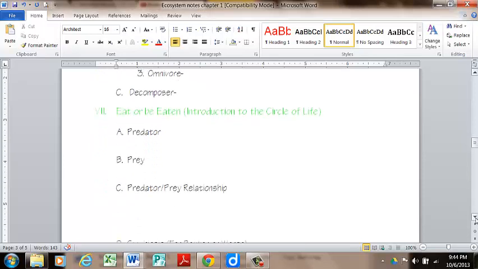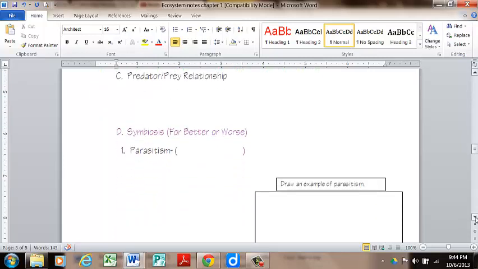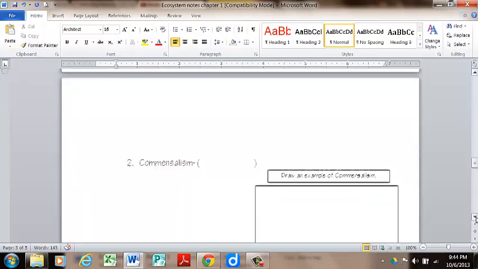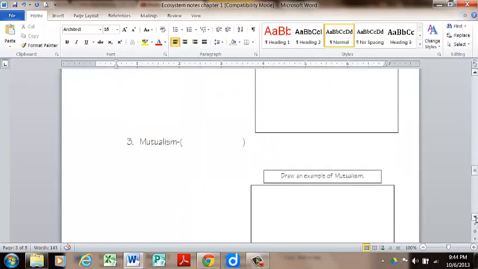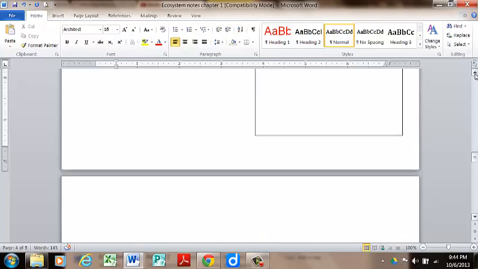Then you can see in the next section, we're going to read about and take notes on predator and prey and the predator-prey relationship. And from there, we're going to learn about something called symbiosis. There are three different types of symbiosis. The first one is parasitism, the second one is called commensalism, and the third is called mutualism. So we'll be taking notes on those today. Let me scroll back up here and we'll get started.